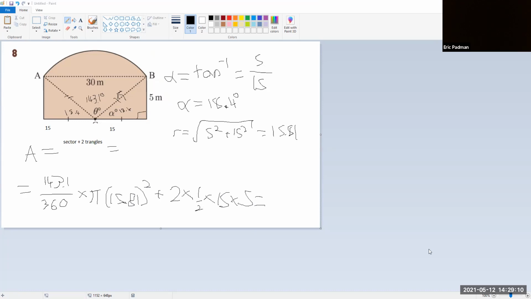All right, so bracket 143.1 divided by 360 close bracket times pi. Where's pi in this thing again? Oh, there it is. Pi times bracket 15.81 bracket squared. All right, plus, now you don't need to write 2 times 1/2. You can just write 15 times 5, which I've just done, for those who can't see that. And I just typed something else. No, I didn't. Good. All right. Hopefully that's a correct answer, or at least it's the correct method. I might have stuffed something up. So 387 square meters. Okay, that should be about right.